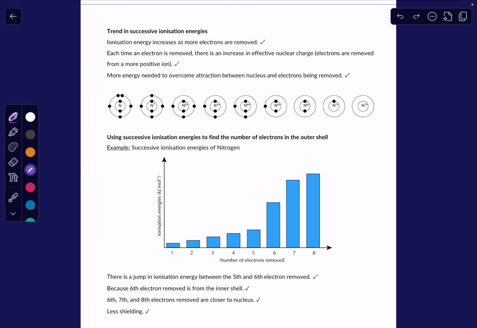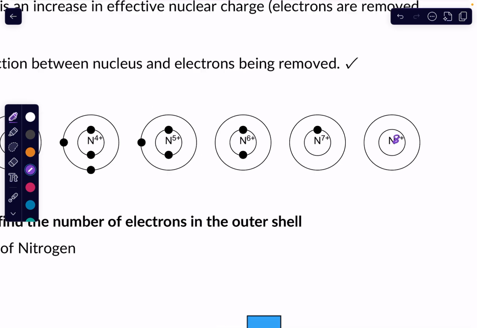So now we're going to look at trends in successive ionization energies. To relate this to before, you've looked at the trends of the first ionization energy, where as you go across a period, you increase the nuclear charge, it gets more attraction, it's harder to remove the outer electron. This time we're looking at removing electrons from the same atom. So let's say, for example, we've got nitrogen here. We're going to kick out an electron, it becomes N+. Then it becomes 2+, then 3+, then 4, 5, 6, 7, and eventually we get rid of all the electrons. That should say 8+.